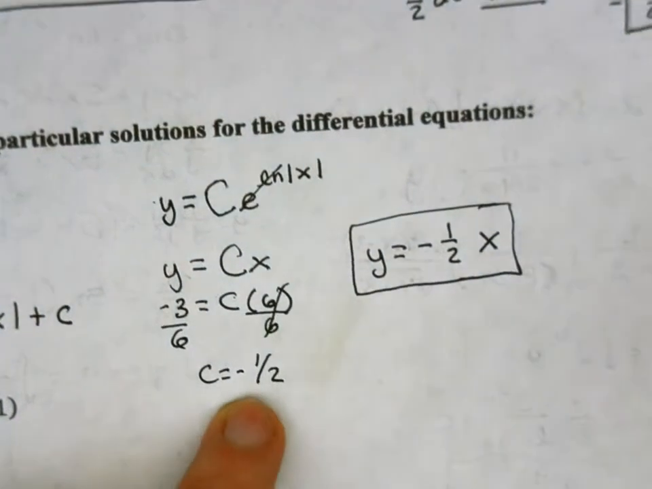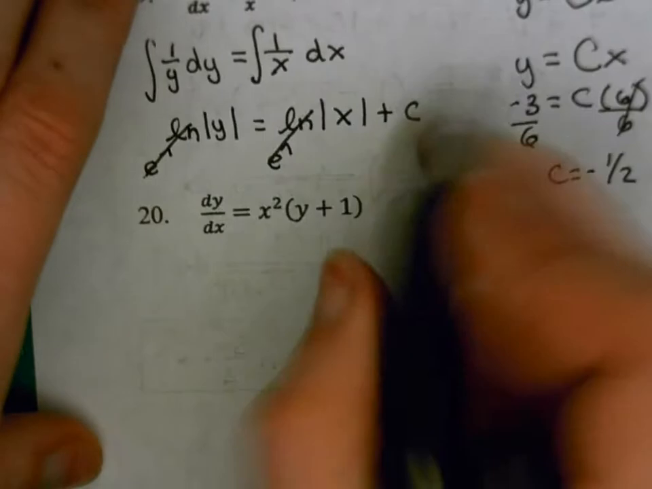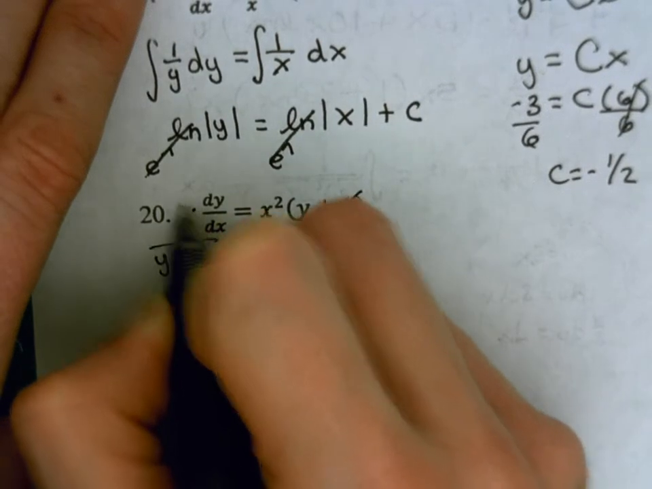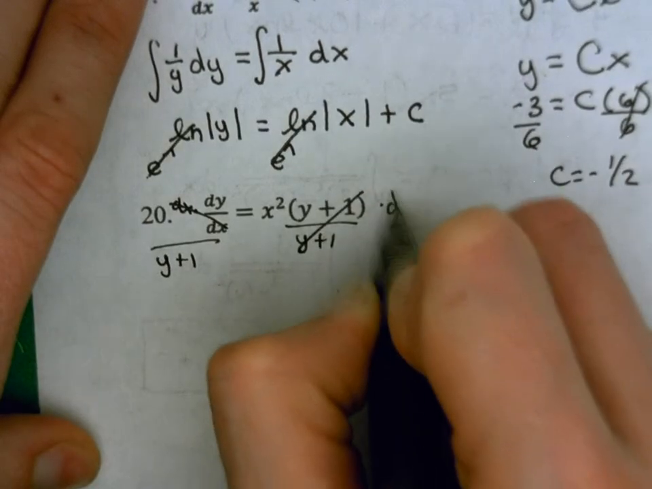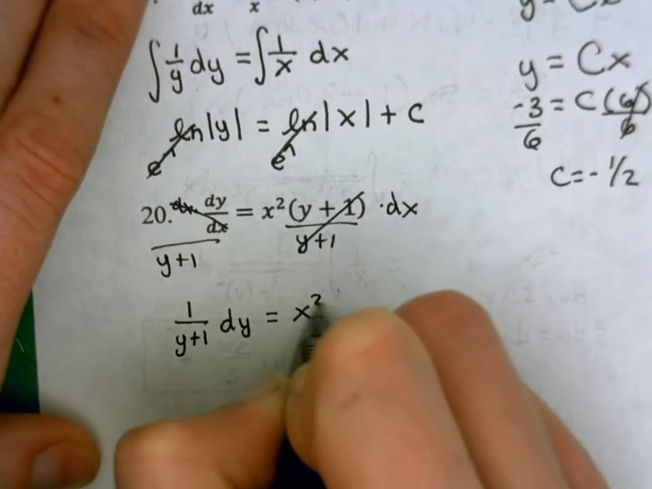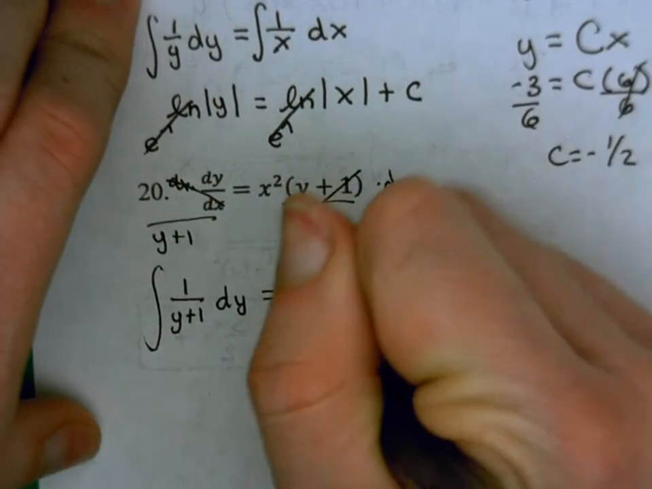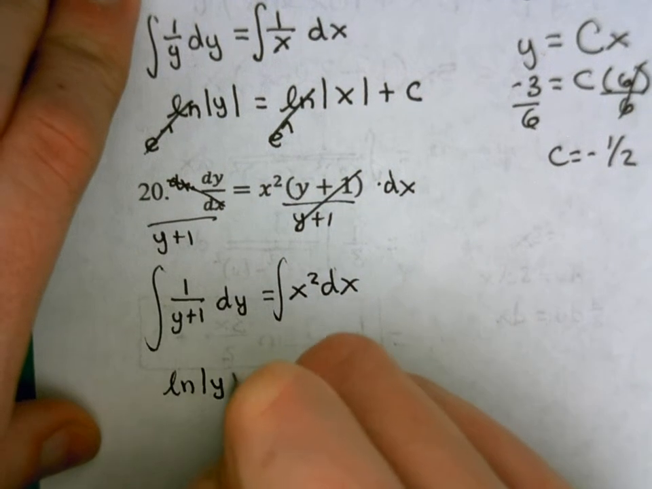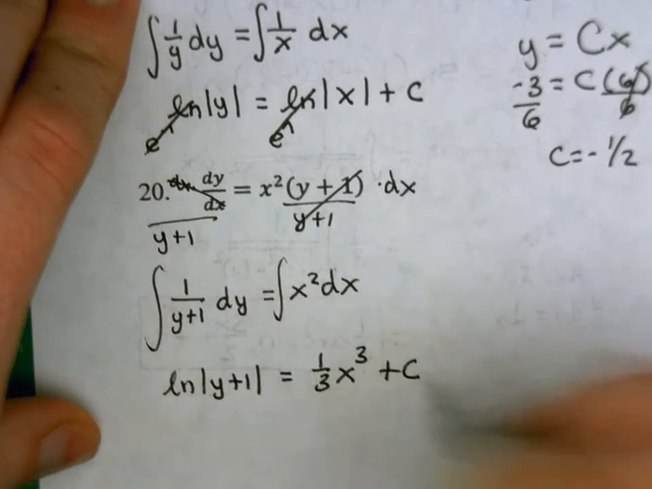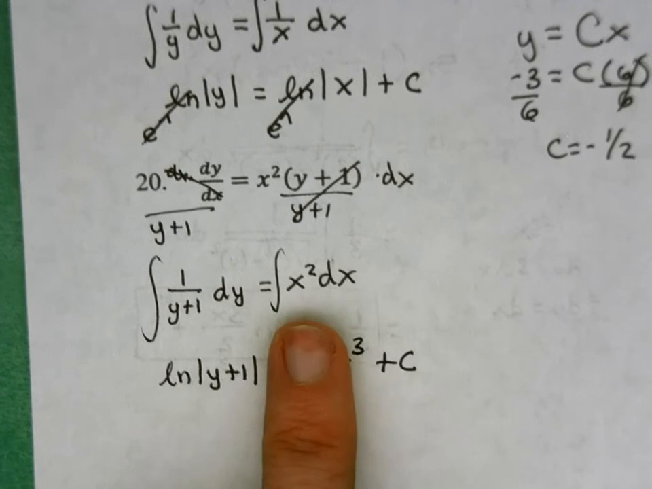And then number 20 is just general. There's no point, so there's not going to be a particular solution. Okay, so we're going to divide this y plus 1 over, and we're going to times both sides by that dx. So we're left with 1 over y plus 1 dy equals x squared dx. And then take the integral. So we're at natural log of y plus 1 equals 1/3 x cubed plus c. Okay, we have our natural log rule here with the u du, and we have our power rule here. Add 1 to the exponent, divide by the new exponent.